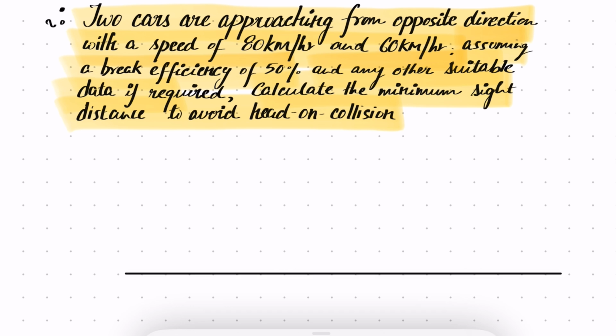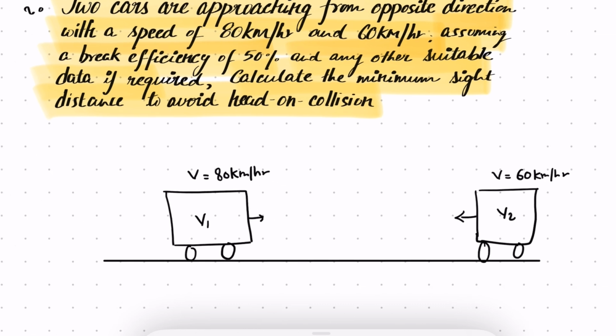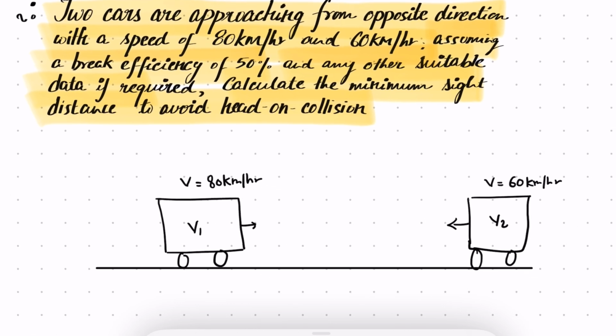Basically, it says that we have two vehicles, vehicle 1 and vehicle 2, that are approaching towards each other at different speeds. The velocity of vehicle 1 is 80 kilometer per hour, and the velocity of vehicle 2 is 60 kilometer per hour. They are both approaching towards each other. So to avoid any head-on collision, what should be the stopping sight distance for this scenario?